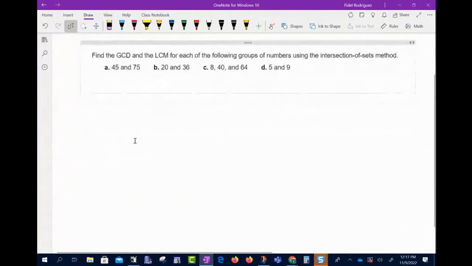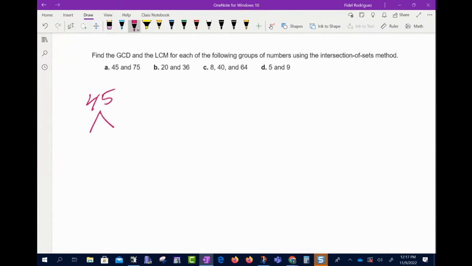Okay, so it says find the greatest common denominator, or the greatest common divisor, and the least common multiple for the following groups of numbers using the intersection of sets method. So what we're going to do, y'all, we have a couple of numbers here. We have 45 and 75. First, I'm going to think about how to break down 45. The two numbers that I know multiply to 45 are 9 and 5, and I can break up 9 into 3 and 3.